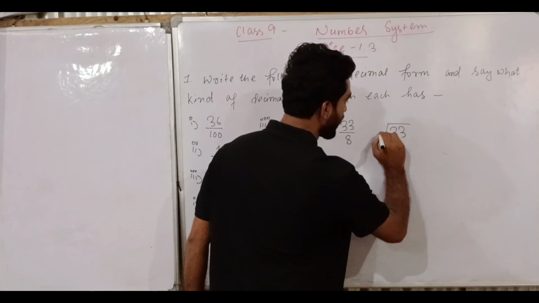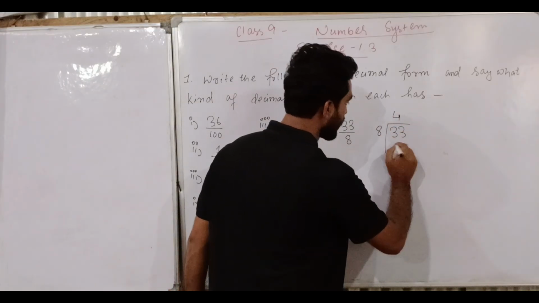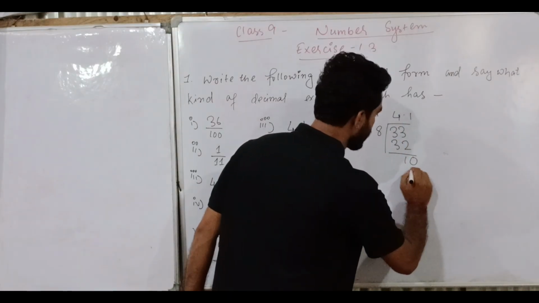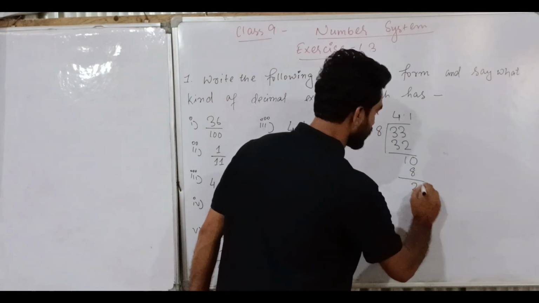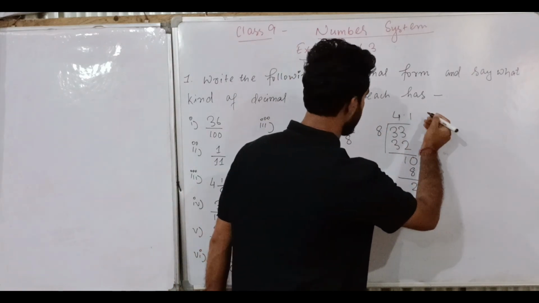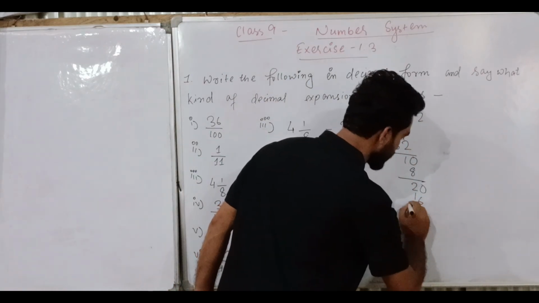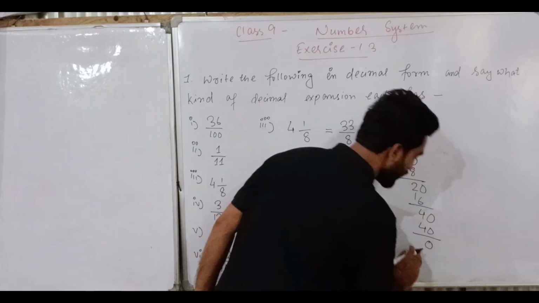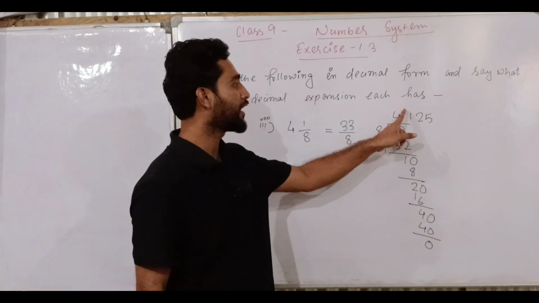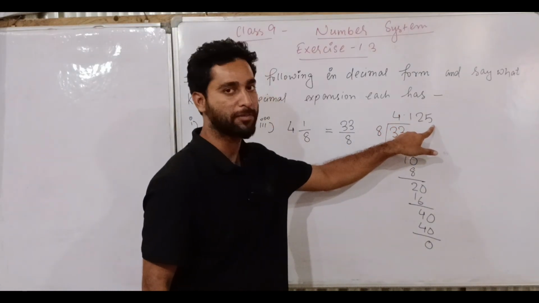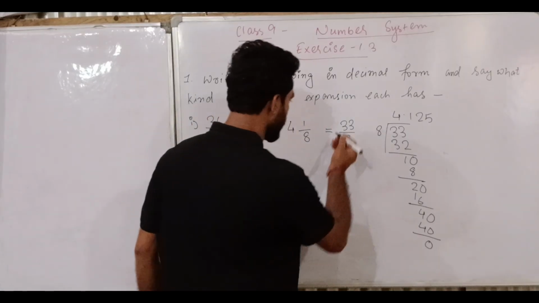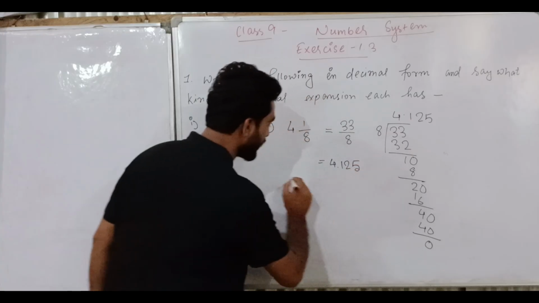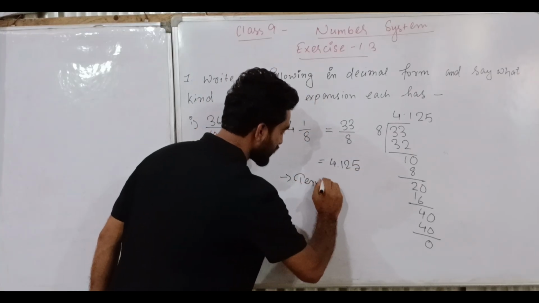So when the 33 is divided by 8, 4 8s are 32, 1, decimal point 0, 8 1s are 8, 2, 0, 8 2s are 16, 4, 0, 5 8s are 40. So here you see we got the remainder 0. That means here also we can see after decimal point the digits got terminated. So when we divided 33 by 8, what we got? 4.125. That means the decimal expansion is terminating.